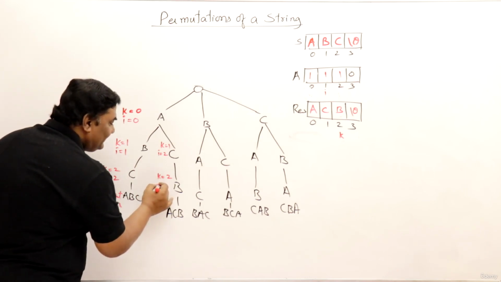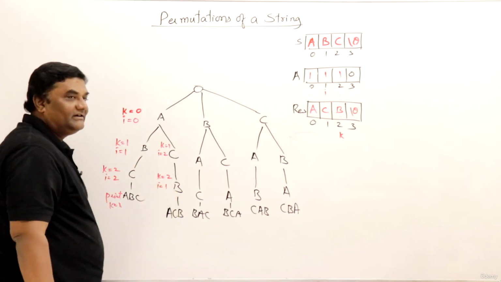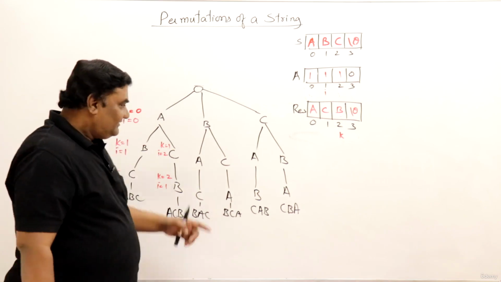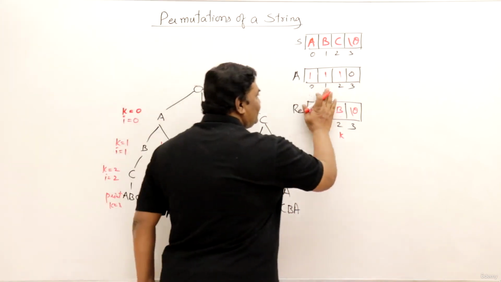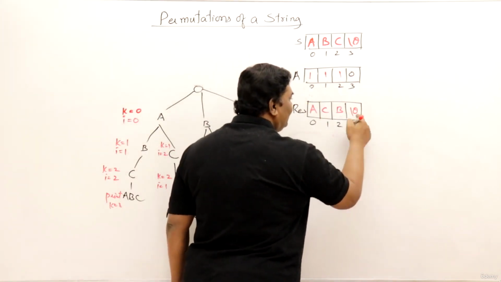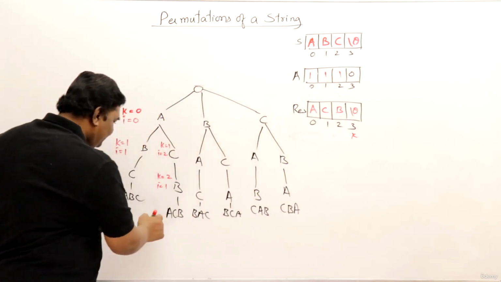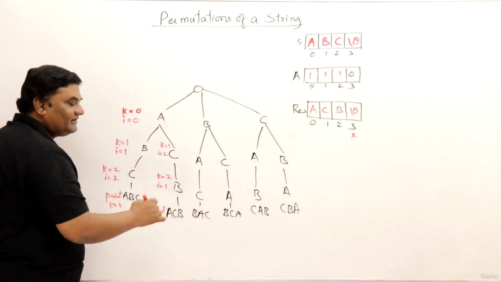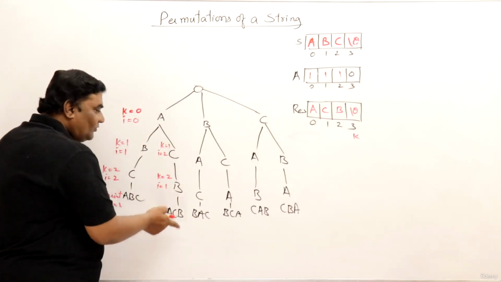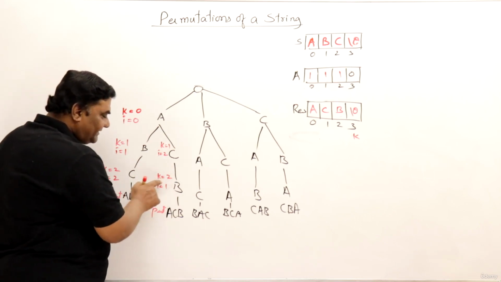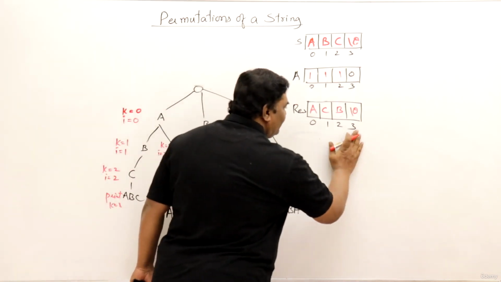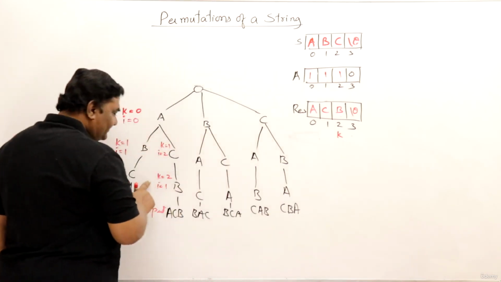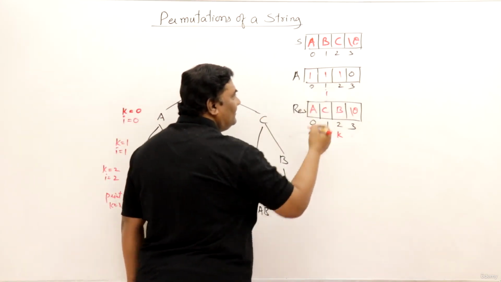So where is I pointing right now? I is pointing at 1. Then call itself again. If we call itself again, K has reached null. K has reached null means in this call, print. Now this is printed. After printing, go back to the previous call. Where was K in the previous call? Previous call K was at 2, and I was at 1.